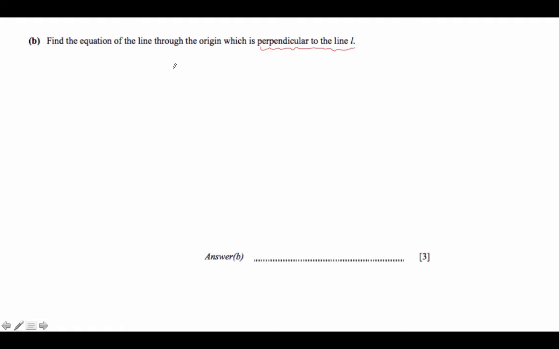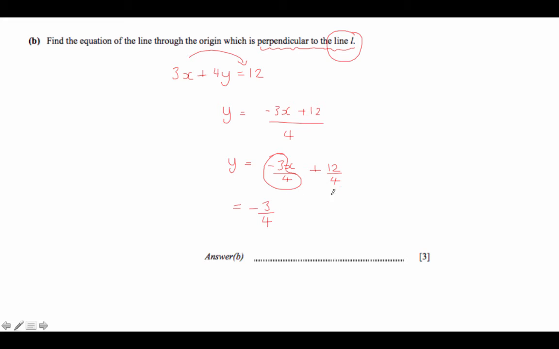Now the equation was given to us in this form, 3x plus 4y equals 12. But if I'm interested in the gradient, then the gradient can only be read if the equation is in the form y equals. So this would be y equals minus 3x, bringing this over to the other side, plus 12, all divided by 4. So for the line L, what would the gradient be? Well, this is the same as saying negative 3x over 4 plus 12 over 4. So the gradient here is the coefficient of x, which is negative 3 over 4.